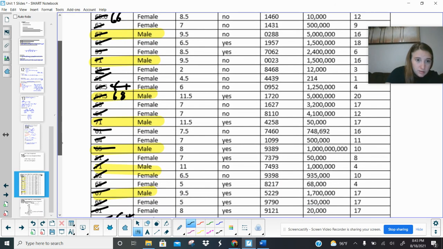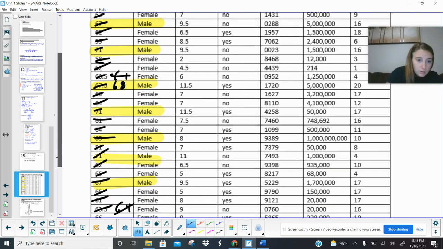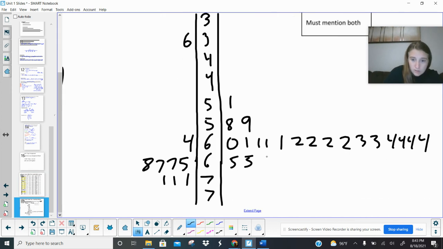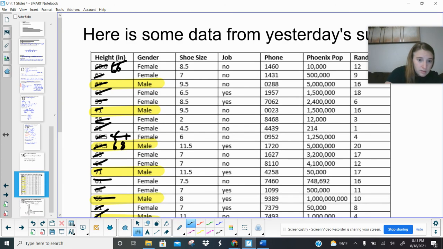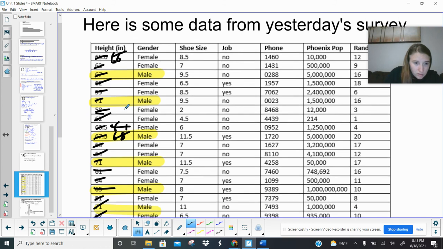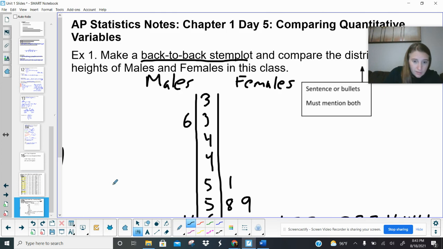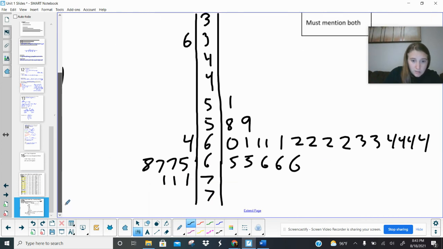I've got 3 66s, and 168, right? 16. Oh crap, that one's not, that one's male. And I think that's everybody. Did I get that male? 16. I did. Okay.